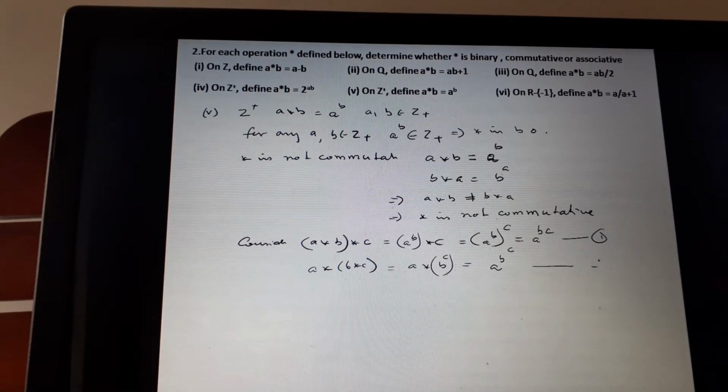So you can see very well, here it is A power B into C, whereas here it is A power B power C. They are not equal. For example, you can take say 2, 3, 4. Again you can check, even a counter example can be given. So this implies (A star B) star C is not equal to A star (B star C). So definitely this is not associative.